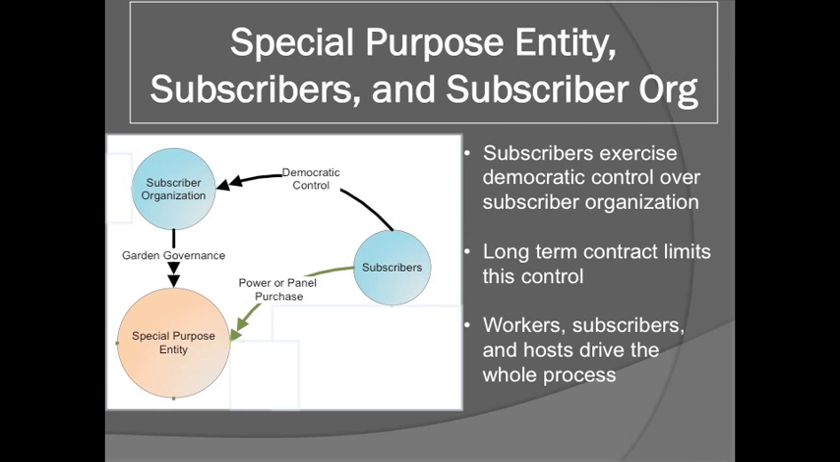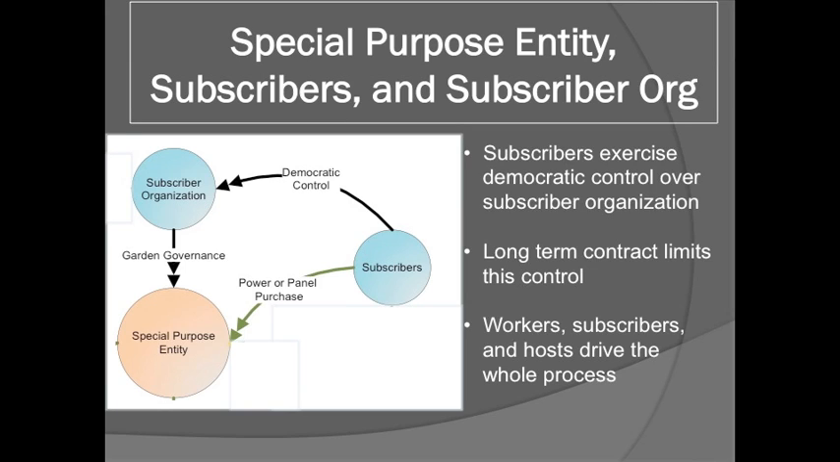So here's where the rubber meets the road. When we say make it a community decision, we really mean it. The subscribers themselves exercise democratic control over the subscriber organization, which means that they get a say in how their actual solar garden is governed. They have a stake in the special purpose entity. They purchase power or purchase panels. They actually have a sense of ownership of their own equipment.